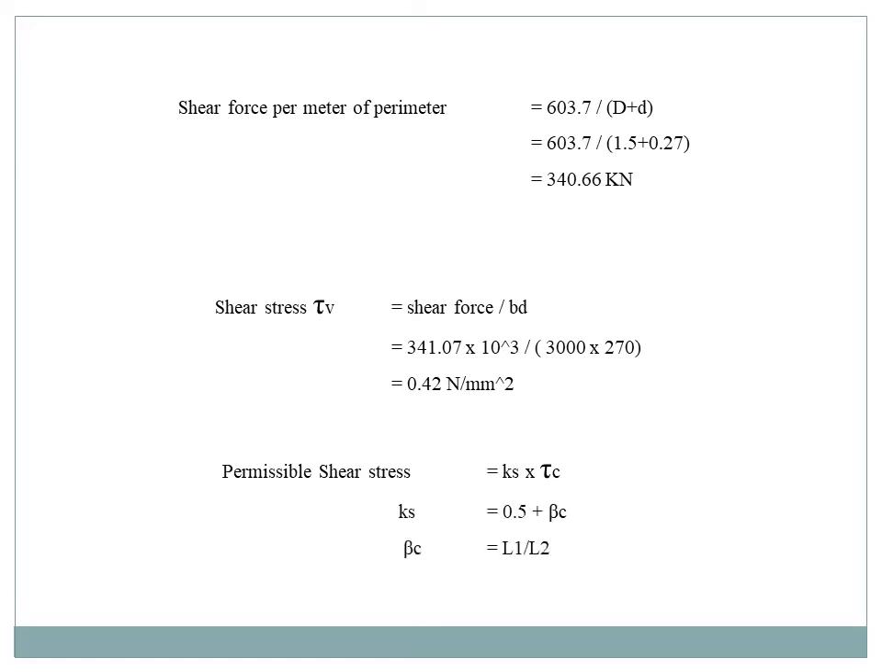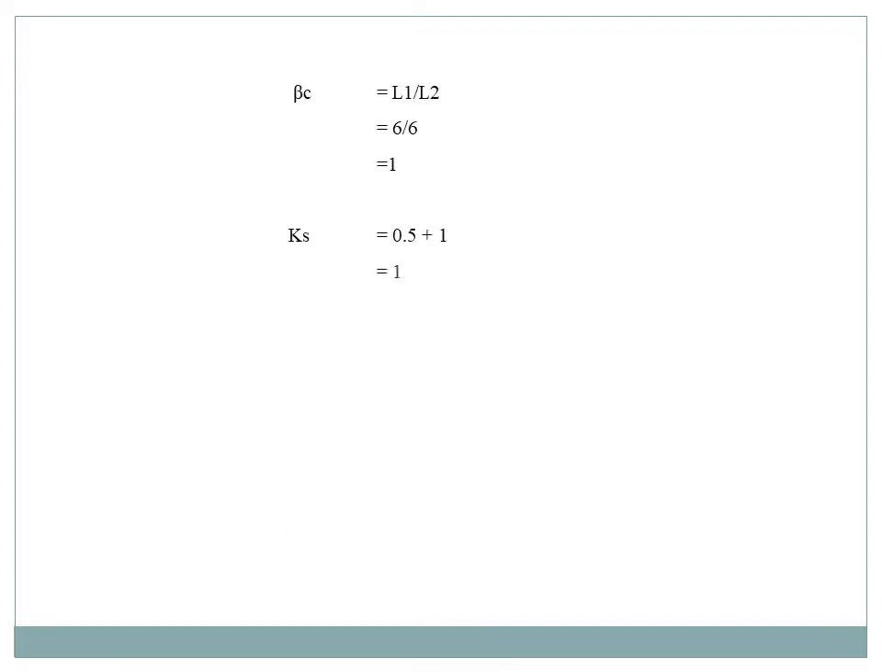Then permissible shear stress is equal to Ks into tau C. So Ks is in our code book, page number 58 and 59 of IS 456 2000. See that code book page number 58 and 59; the Ks formula is there. So Ks is equal to 0.5 plus beta C. Beta C is the unknown value, so we need to find out beta C. Beta C is equal to L1 by L2, which is our span length. L1 means span length, 6 meter into 6 meter. So 6 by 6 is equal to 1. So Ks is equal to 0.5 plus beta value 1. So apply that, and we find Ks is equal to 1.5.